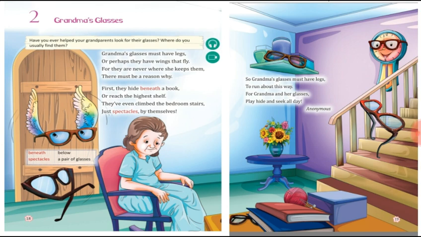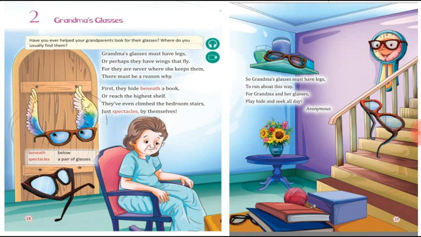So you all have already learned this poem in your class. So here I will give you the brief introduction about the poem. Now in first stanza you can see that Grandma's glasses must have legs, or perhaps they have wings that fly, for they are never where she keeps them. There must be a reason why. That means in this stanza it is said that grandma's glasses could have legs or wings. Why? Because it is not at the same place where grandma keeps it.